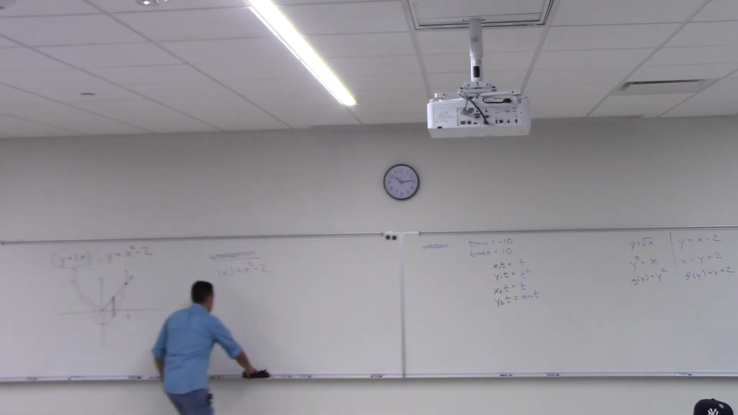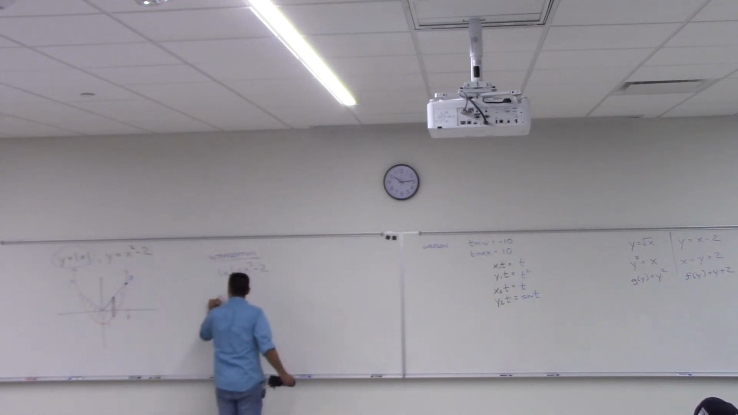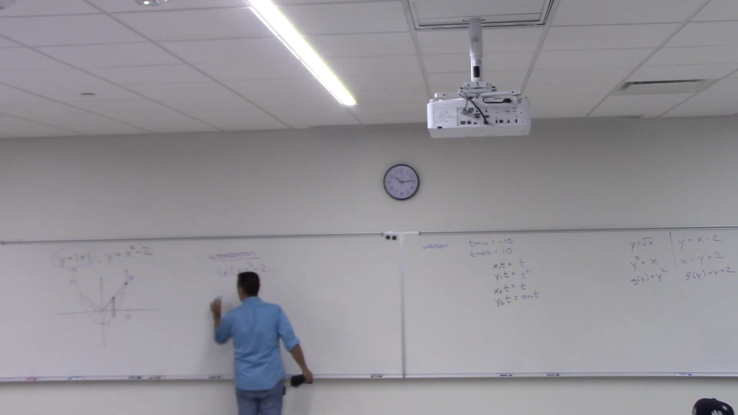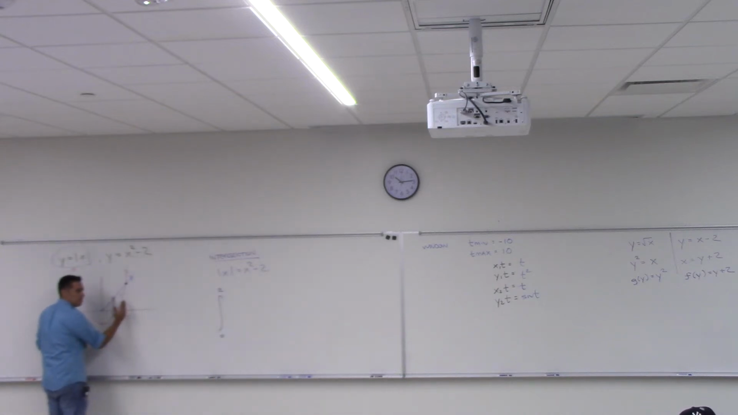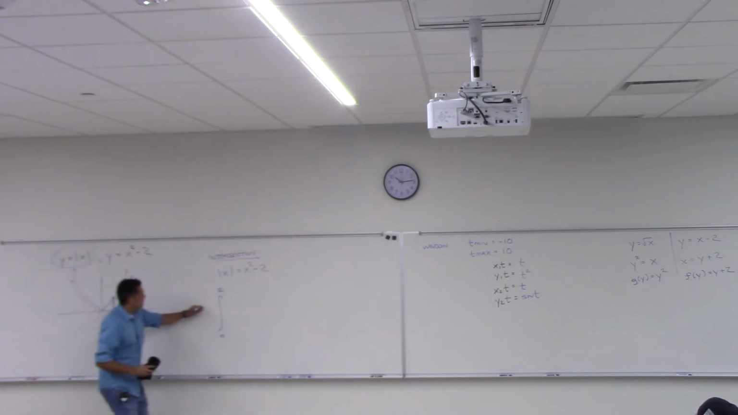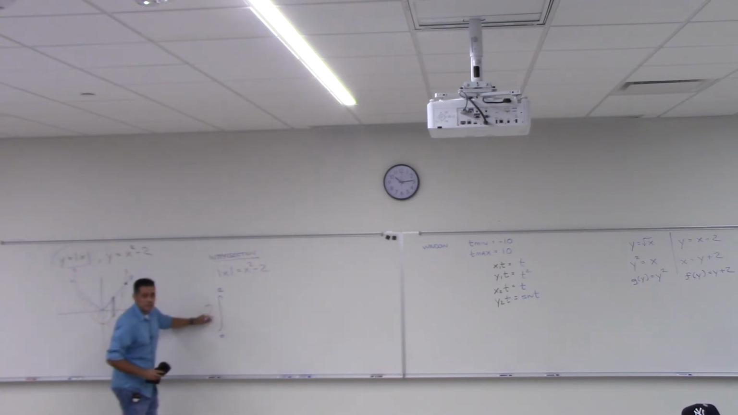So here's what I'm going to do. I'm going to do the integral. I'm going to go from 0 to 2, right? From 0 to 2. But I need to double this answer, right? So don't forget, I'm going to double this answer.